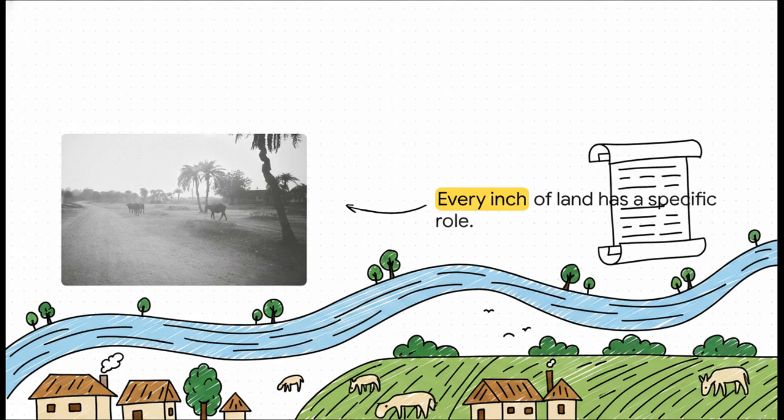Notice the different elements in a typical rural landscape like this one. Literally every single inch has a specific role. Some land is occupied by rivers, some by trees, some by grazing pastures, and others by human settlements. The Land Revenue Department actually maintains incredibly strict records of how every parcel is categorized, because different types of land are suited to entirely different uses.